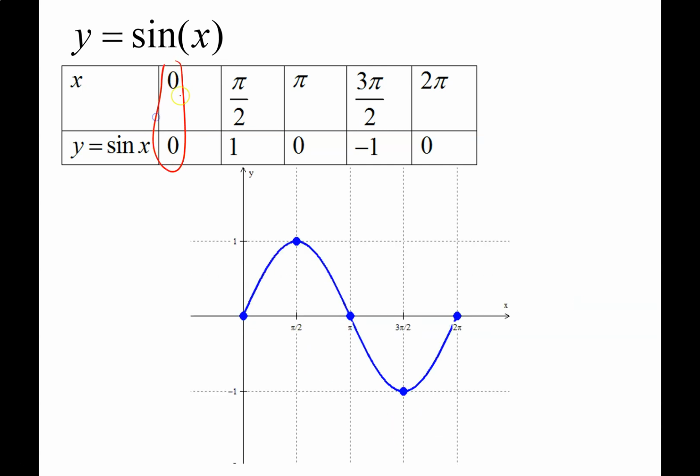So we have 0, 0. At pi halves on the x, we're at 1. Pi is at 0. 3 pi over 2 is at -1. 2 pi back to 0. That's one period of the sine function. Again, it is periodic. It's going to just go on and on. So there's your sine graph.